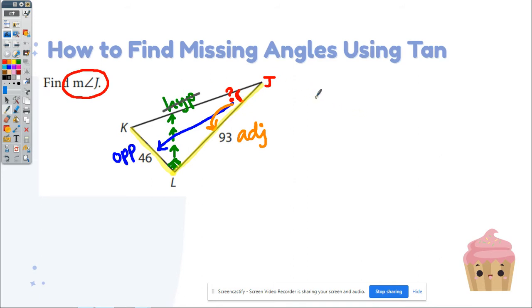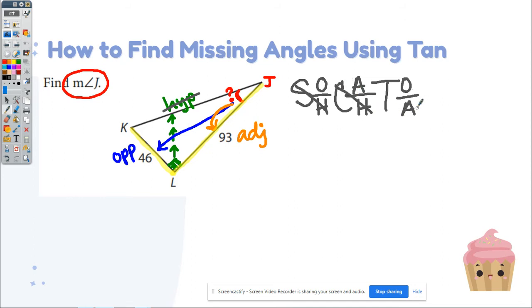That's how you know out of SO, CA, and TOA, the one we will use is the one that does not have H for hypotenuse. Notice that this one has an H, so it's not going to be useful. This one also has an H, so it must be TOA. So I'm going to do tan of the angle J is equal to opposite over adjacent. What is the number for the opposite? It is here, it's 46. What is the number for the adjacent? It's right here, it's 93.